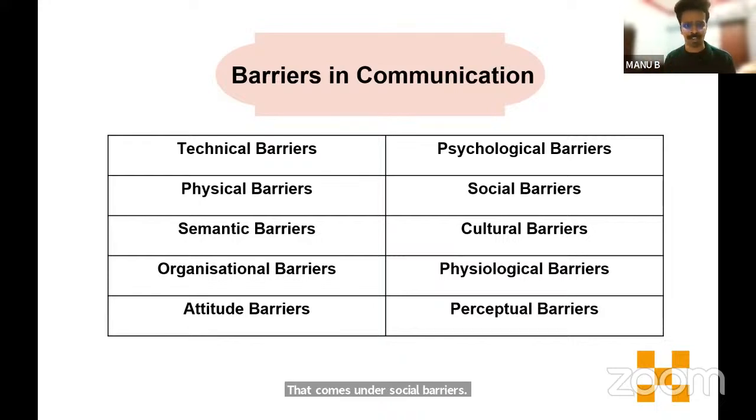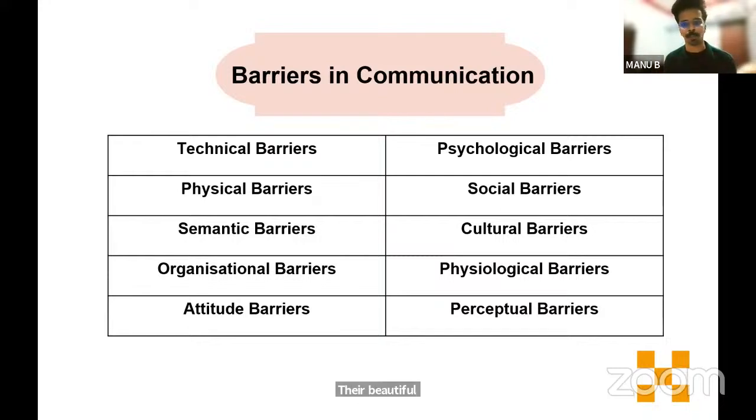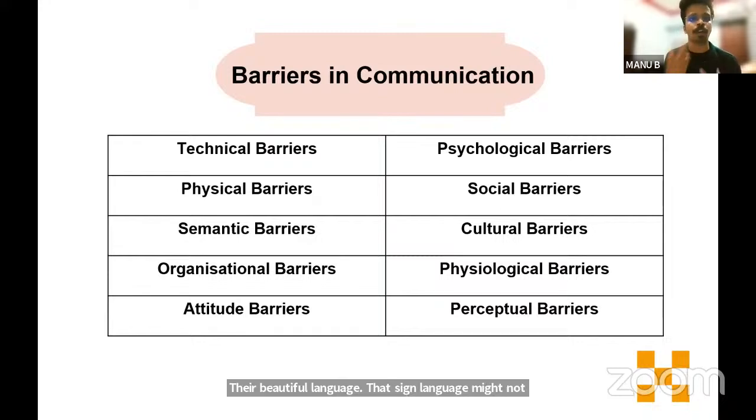Cultural conflicts sometimes create obstructions in communication. That comes under cultural barriers. In a cultural environment where we are not supposed to utter certain words and all, these things come under cultural barriers. Physiological barriers means if a person is differently abled, their language, like sign language, might not be understood by a person who speaks oral or vocal language. So both of them should know these kinds of languages, or else it will create physiological barriers.